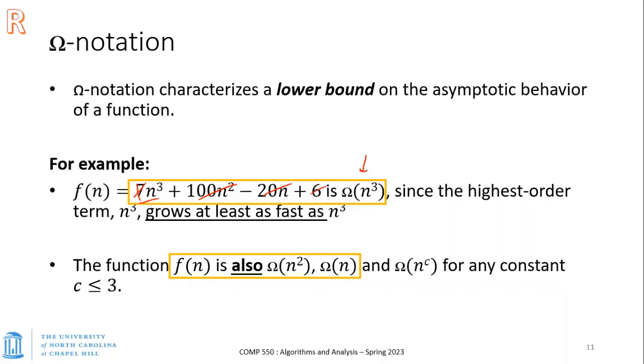Okay? But then what is more important on this particular slide is to understand that since it's a lower bound, you could also say that not only omega n cubed is a lower bound on this function, but also omega n squared and omega of n, in fact, even omega of 1. All 3 of those are lower bounds, although they might not be very useful lower bounds, right? Simply because they're extremely loose.